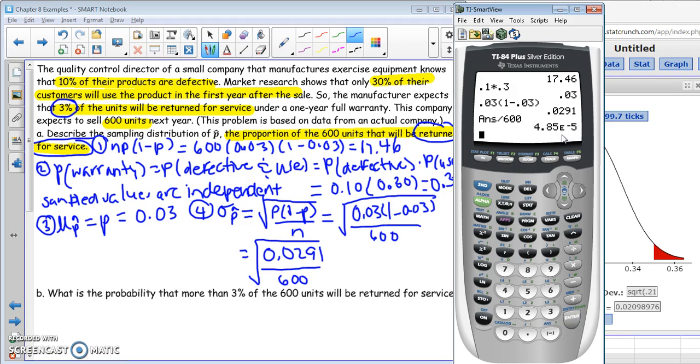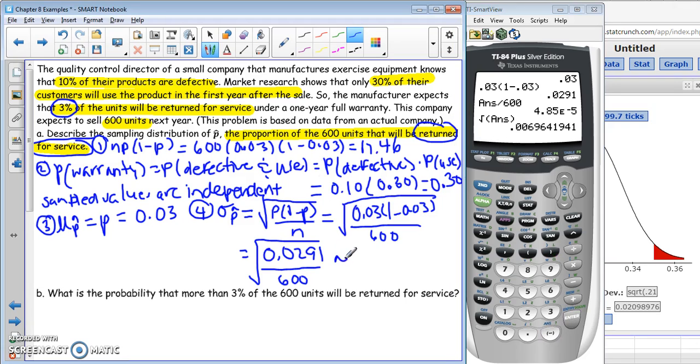We get scientific notation again, so I'm going to leave that in this form, and then we do second x squared to get the square root, and second negative to call upon our answer, close the parenthesis and enter. So this is approximately 0.00696, our standard deviation.